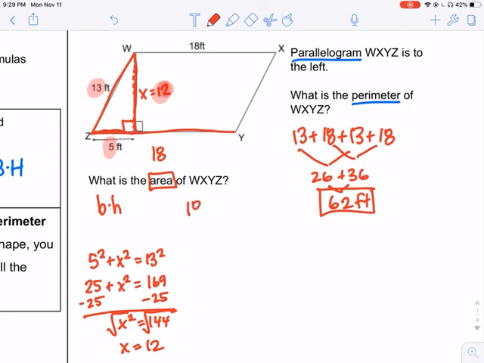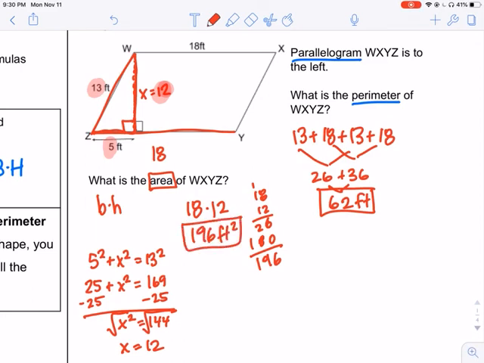So the base is 18 and the height is 12, and I can multiply those numbers together. 18 times 12 is 216. So 216 feet squared would be my area. So just playing around with area today. Thanks, guys.